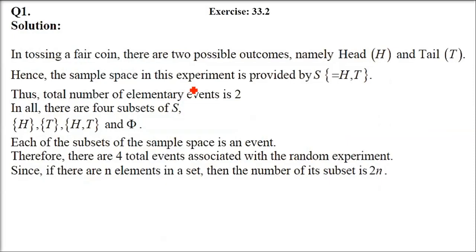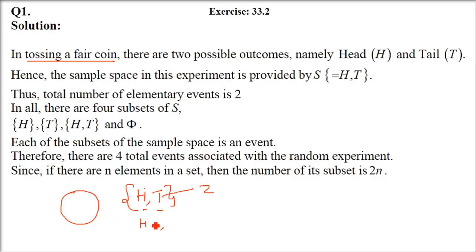The first question is, a coin is tossed, find the total number of elementary events and also the total number of events associated with the random experiment. So what is the random experiment? Tossing a fair coin. Whenever a coin is tossed, what are the outputs? Only head or tail. So this is your sample space. Now if you want to know the elementary events, then H and T are the elementary events. So two elementary events are there.